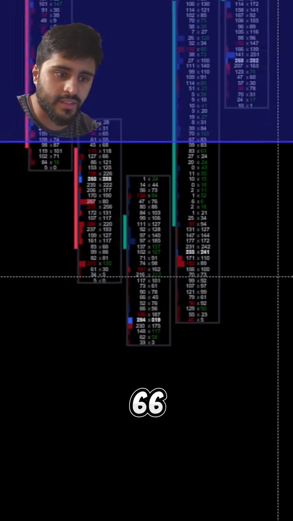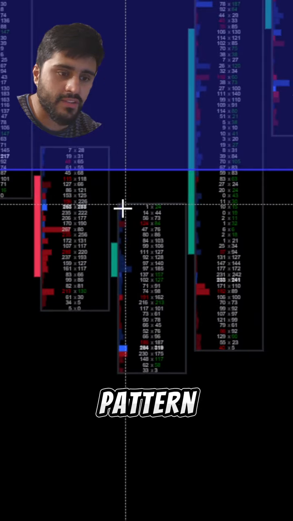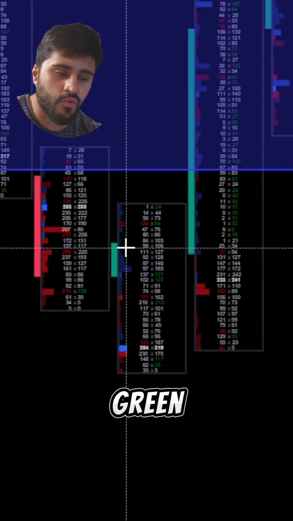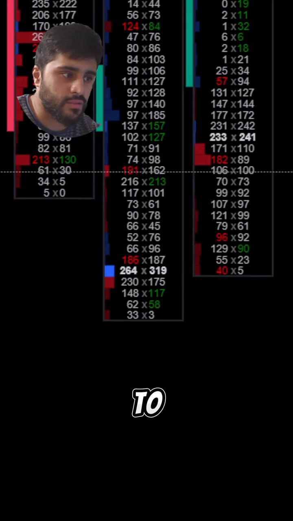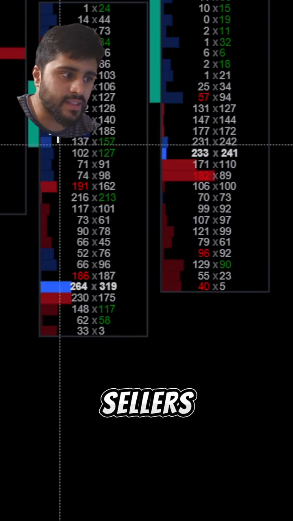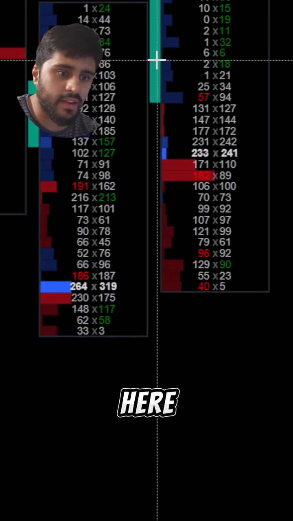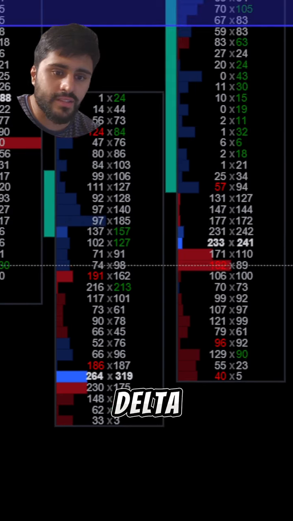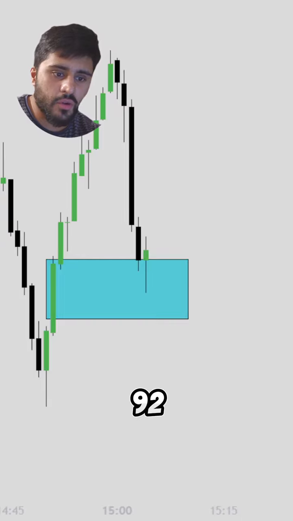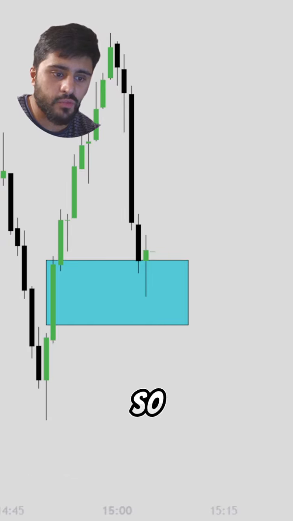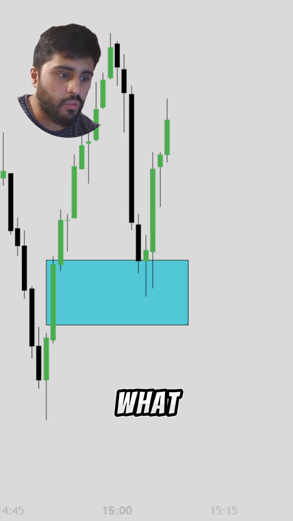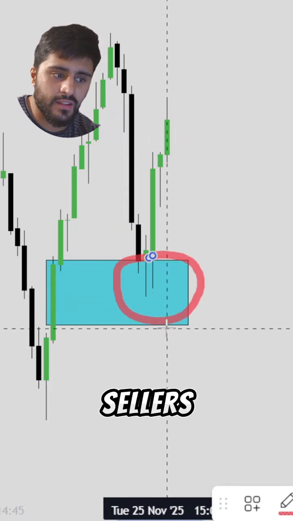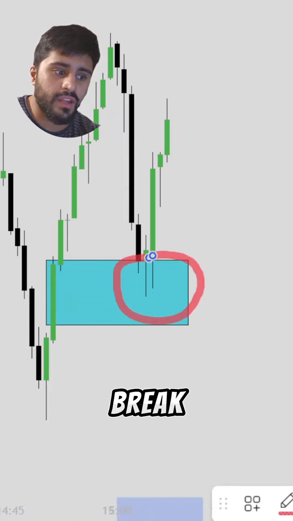So if we go to 66.90, what we can see is a 3-bar pattern where we see a red candle, lots of aggressive sellers, a green candle, and the trick to understand is we see sellers inside of a green candle here and here. These are negative delta or red delta sitting at 66.92, which corresponds to here. So when we bounce to the upside, what we see in this specific area is that aggressive sellers were unable to break below the zone.